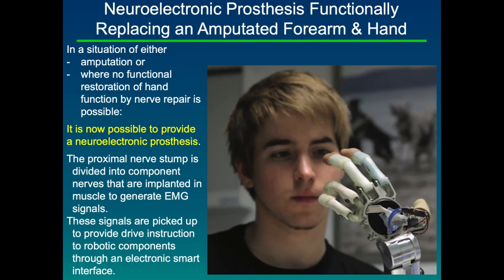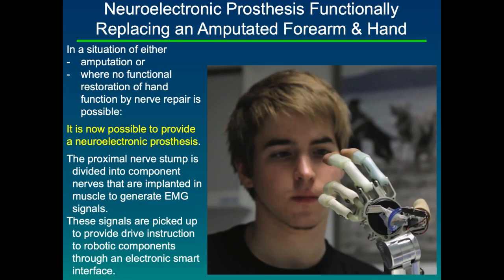Among the most interesting developments in peripheral nerve surgery is the development of eloquent neuroelectronic prostheses, particularly for the hand. And these are used in settings where either an amputation is required or when it's not possible to even consider the use of nerve grafting to try to get a distal repair. Any sort of distal repair for hand function is quite difficult because of the long distance nerves have to grow.